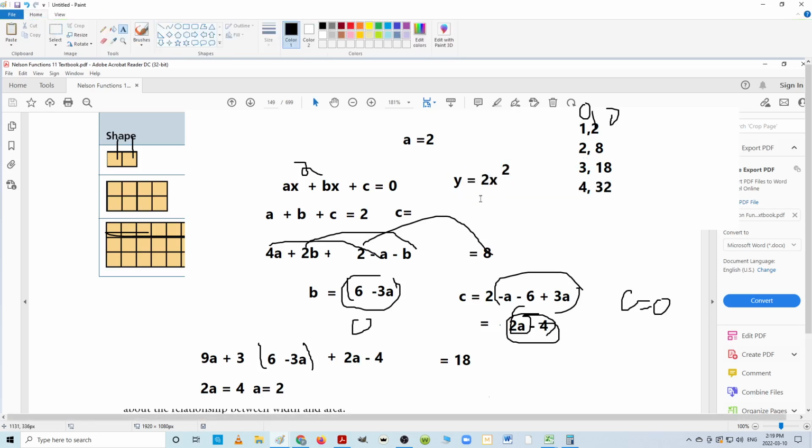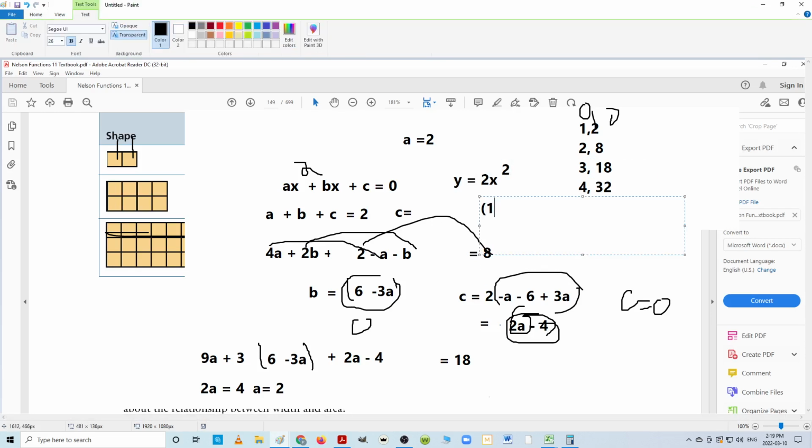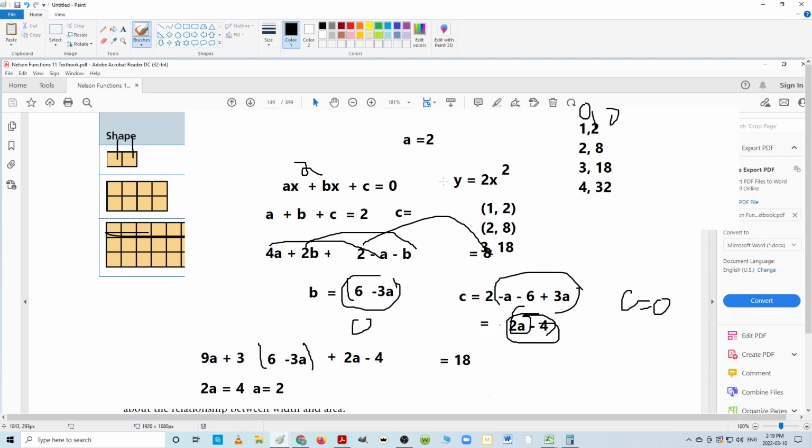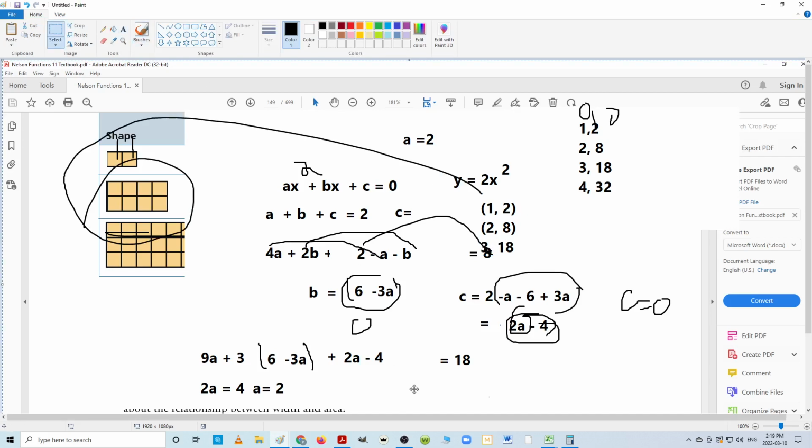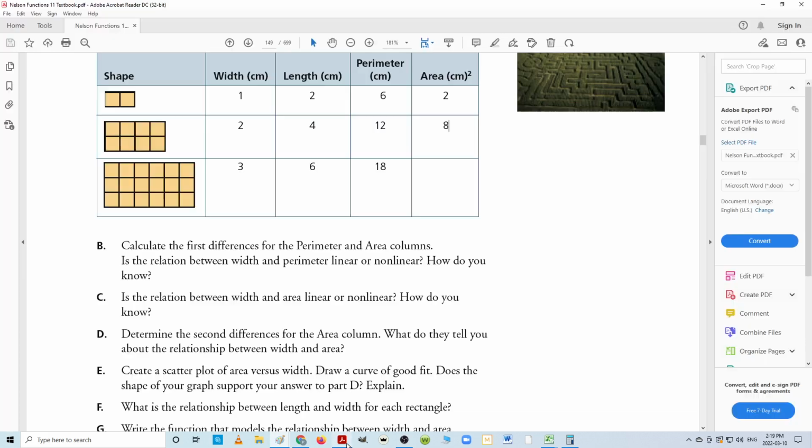To test this out, what is y when x is 1? 1 squared times 2 is 2. What is y when x is 2? 2 times 4 is 8. What is y when x is 3? 3 squared, 9, times 2 is 18. So it matches what's going on over here. This is an incredibly useful skill.